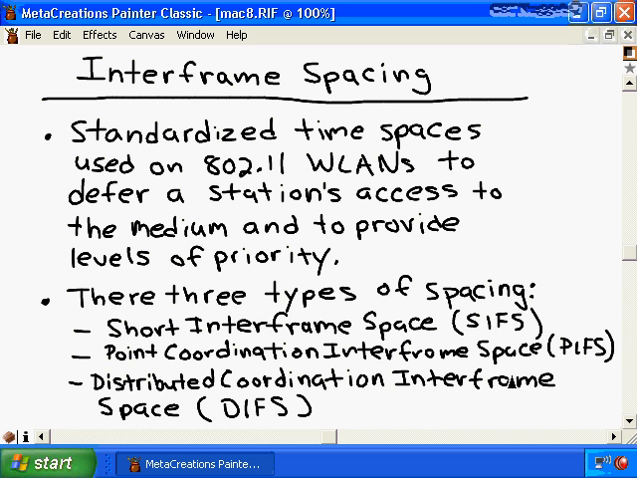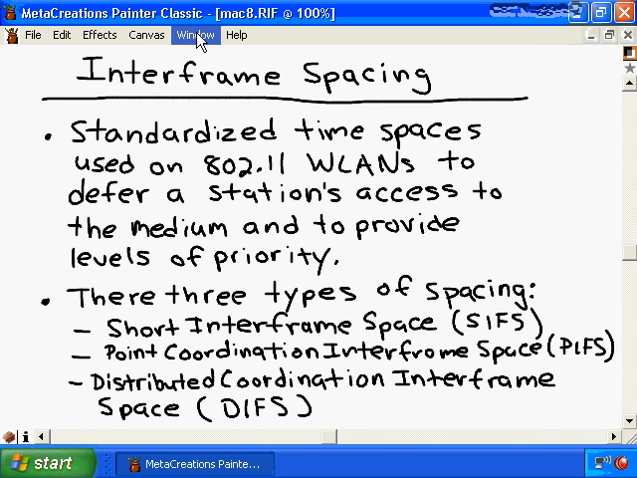But the basics of interframe spacing is that it's an amount of time where nothing happens before something transpires. It's a gap in time. It's a space in time, if you will, before an action on the wireless LAN transpires. And these gaps in time are technically referred to as an interframe space. It's an amount of time that occurs between when frames are sent. And the interframe space is measured in microseconds.